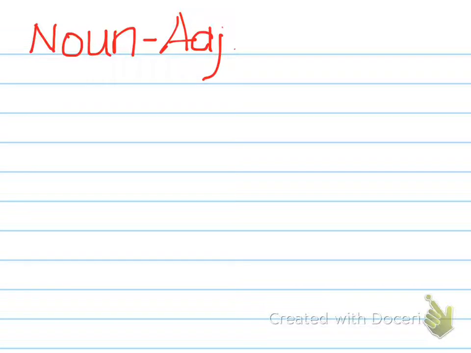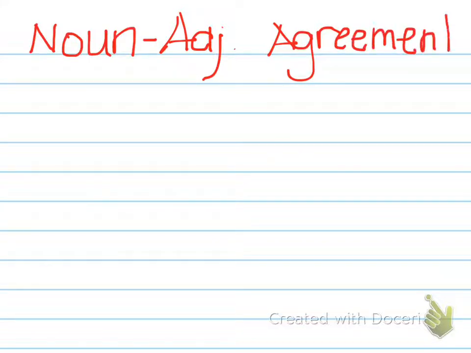Adjective agreement. So I've talked a little bit about this before. It's when everything basically has to match. It has to be part of one big happy family. Your article, your noun, and your adjective all have to match.